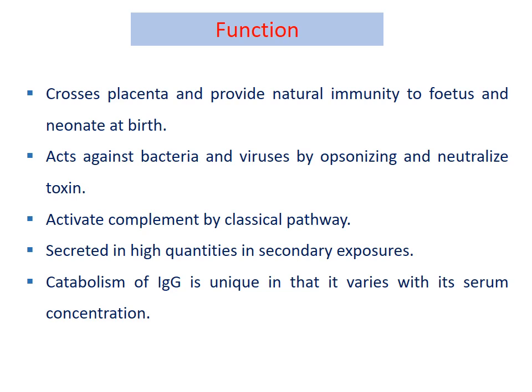It activates complement by the classical pathway. There are three types of pathway for complement activation, and IgG uses the classical one. It is secreted in high quantity in secondary exposure. What do we mean by secondary exposure? Whenever we are first exposed to a new toxin, antibody is produced to defend against it, and this is mainly IgM type of antibody, and some remains as memory cells.